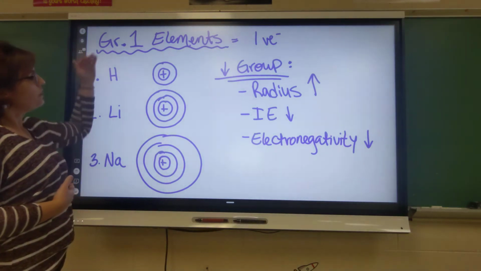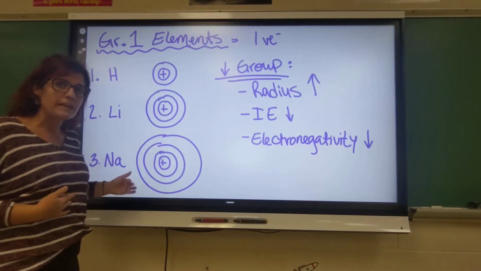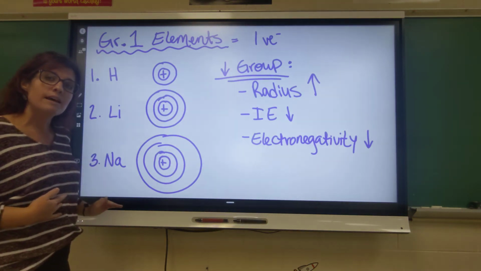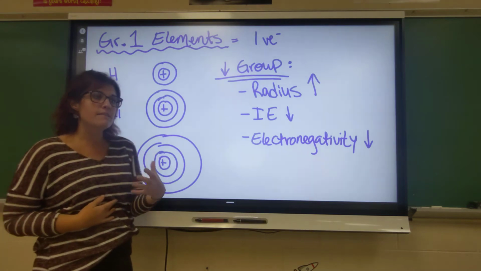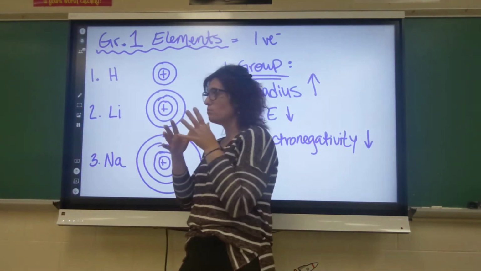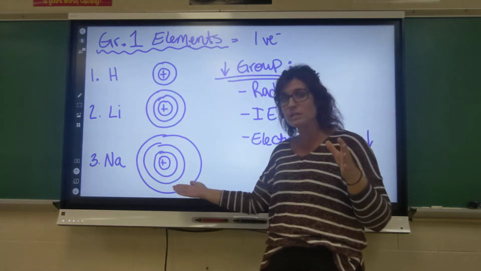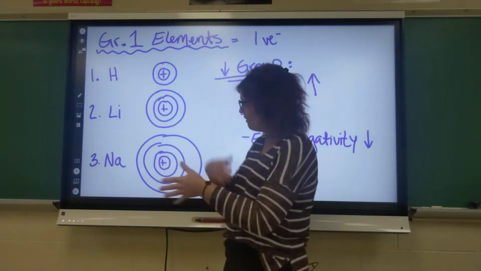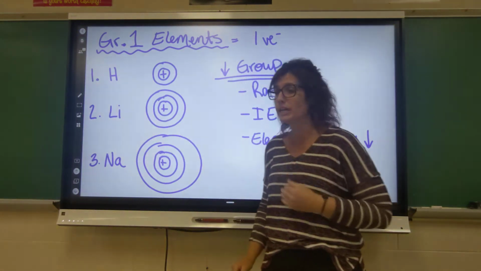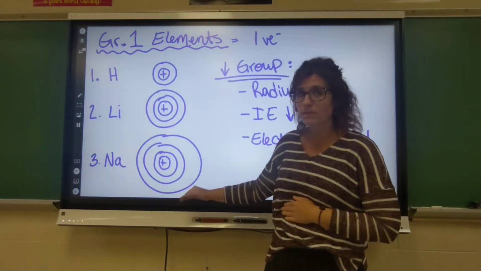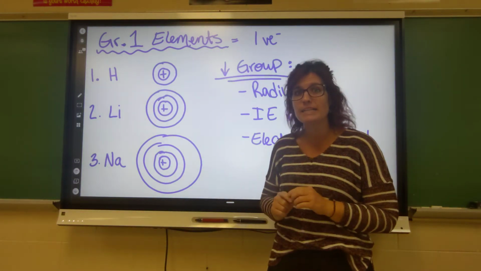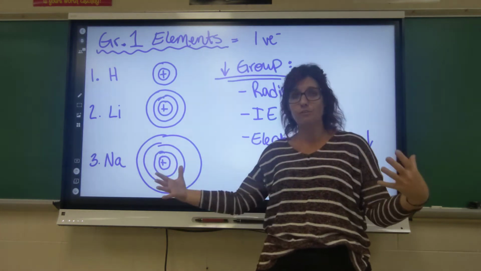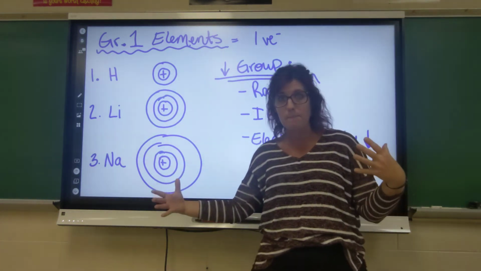So the trend here, you should be able to see pretty quickly for size, is that as you go down this group, size increases. And the reason that the size is increasing is because more energy levels are being filled and higher energy levels are further from the nucleus, have electrons that travel further out from the nucleus. So as you go down a group on the periodic table, atomic radius is going to increase because there are more energy levels being filled and they fill further from the nucleus, making the atom bigger.